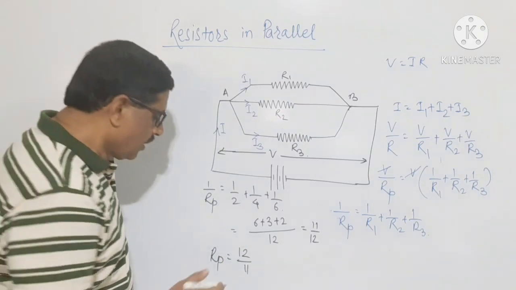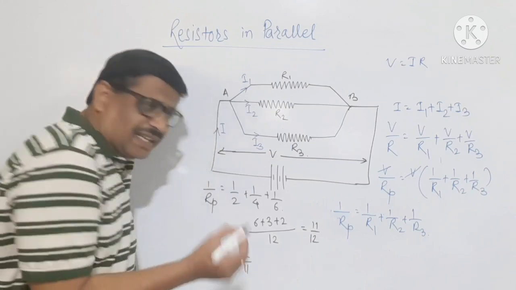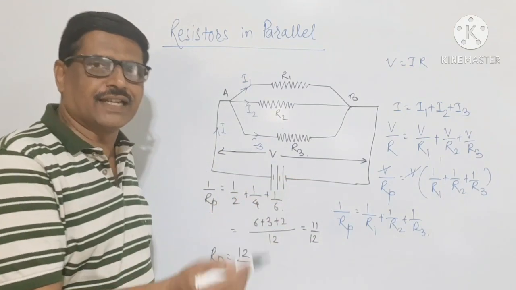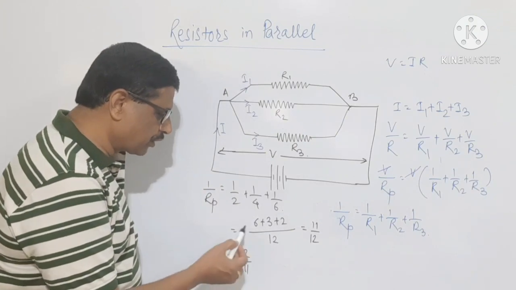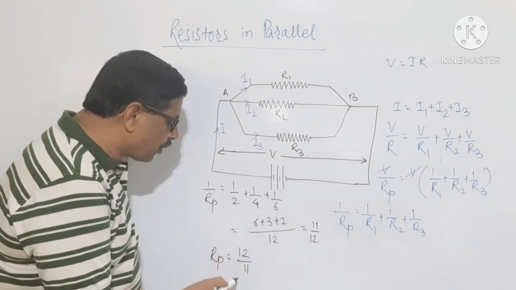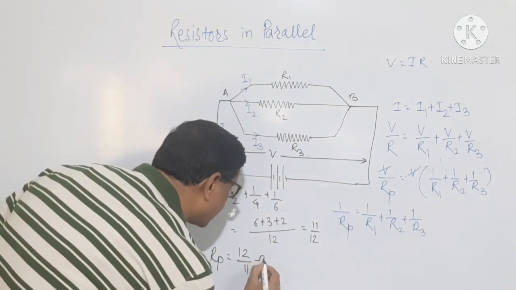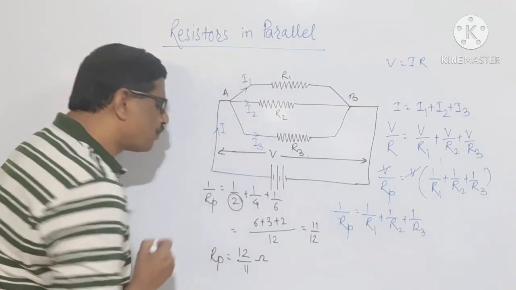This value is a little more than 1, but it is not more than 2. Therefore, the value of equivalent resistance is less than the smallest one.